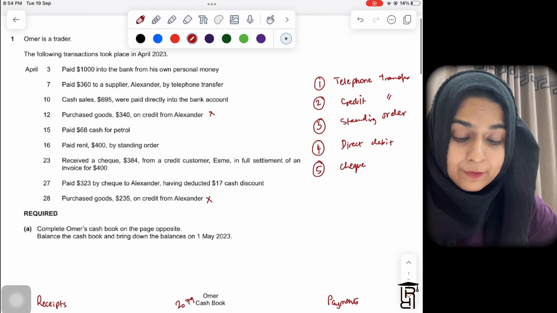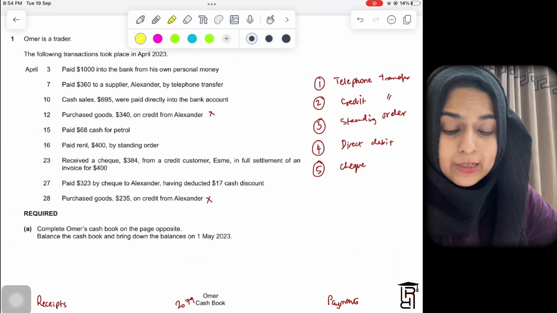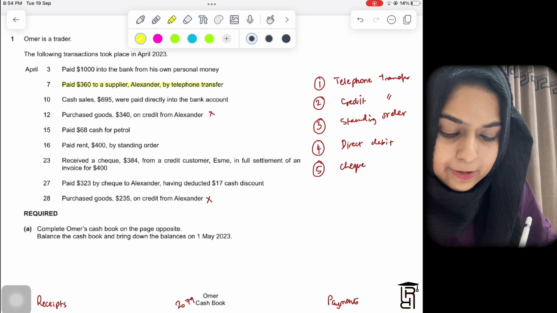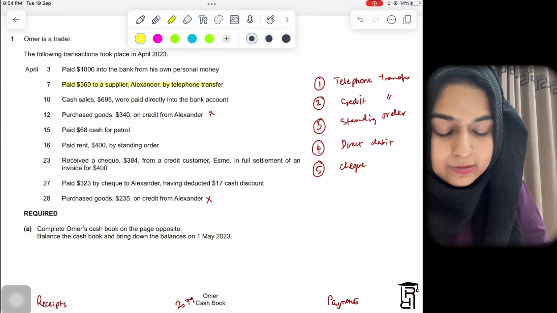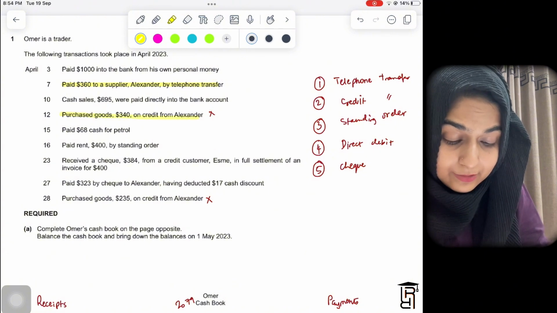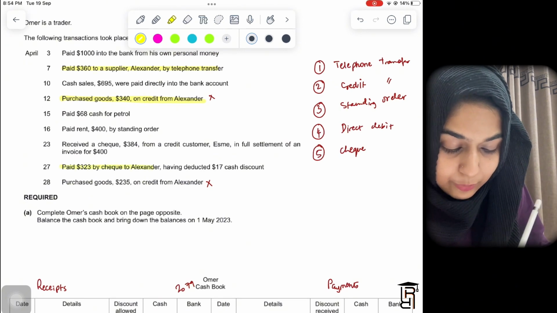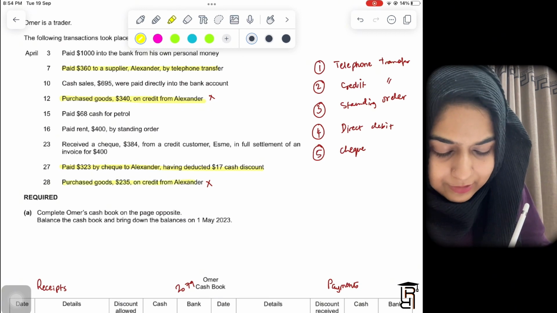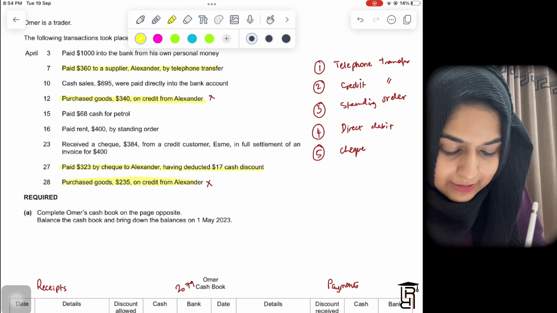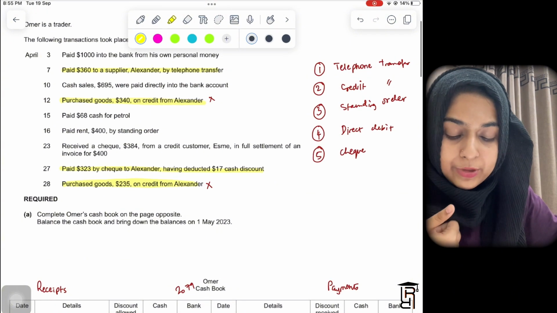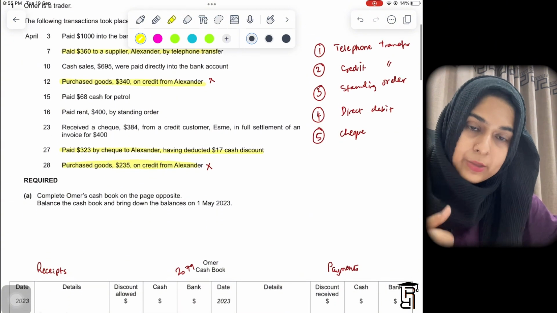So what you have to record here is, firstly, you need to mark all the transactions that you need to record here. So this transaction, that is the second transaction. Then we have another transaction with Alexander, that is the transaction on April 12th. Then we have another transaction with Alexander, that is the transaction on April 27th. Then we have another transaction with Alexander, that is the transaction on April 28th. So what we'll do here, first we'll just go one by one.